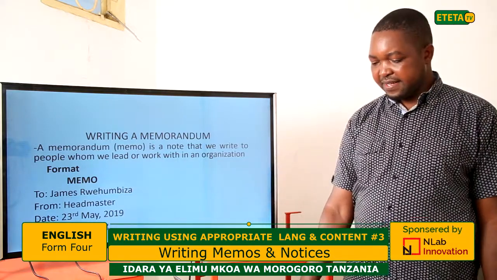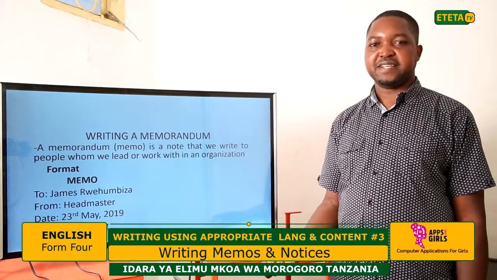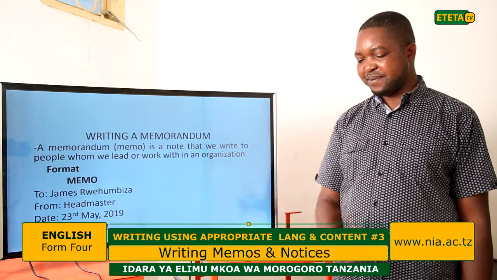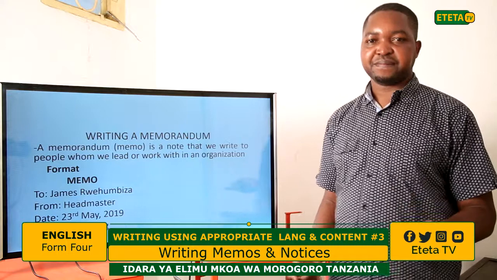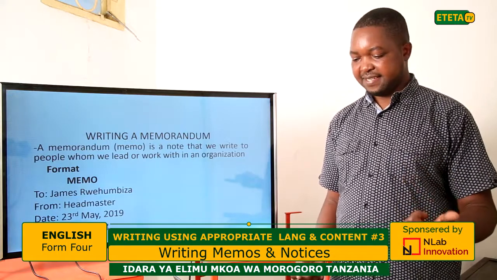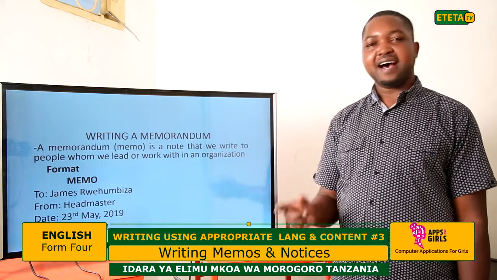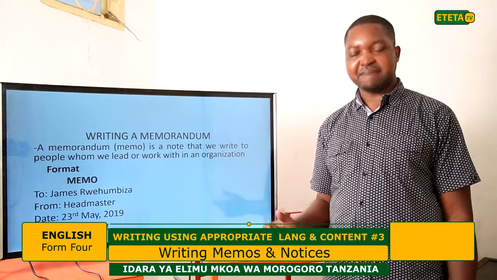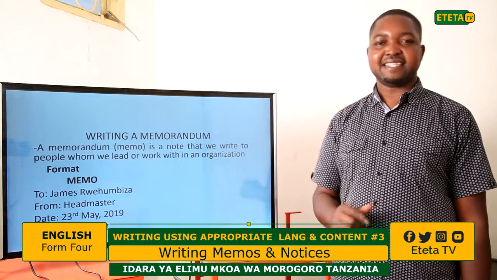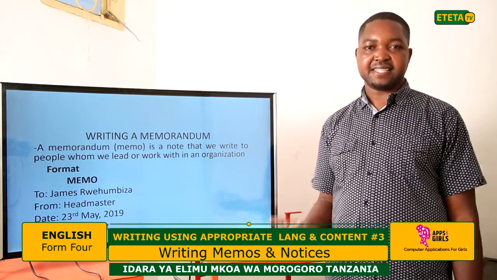It starts with the word "To": who is the memo going to be sent to? For example, this memo is sent to an individual, to a person. This is to James Rehumbiza. And from who? The memo is from the headmaster. The date, you have to show the date. It was 23rd May 2019.